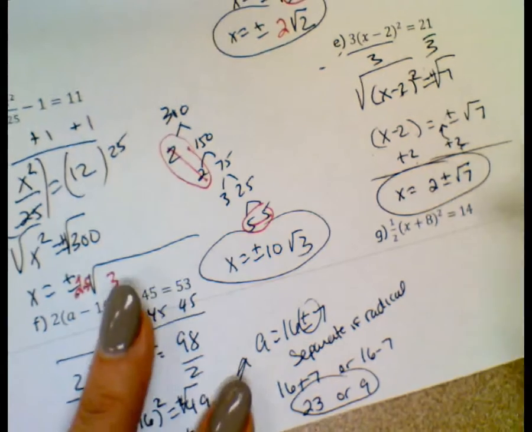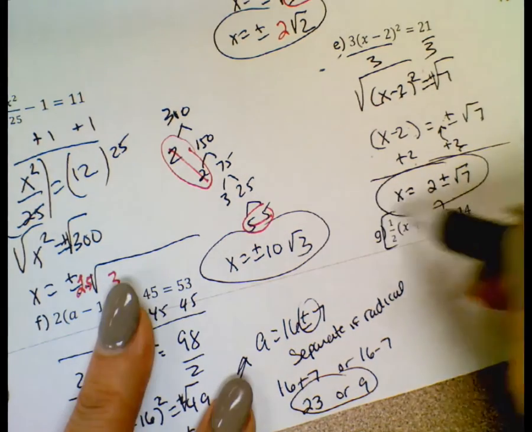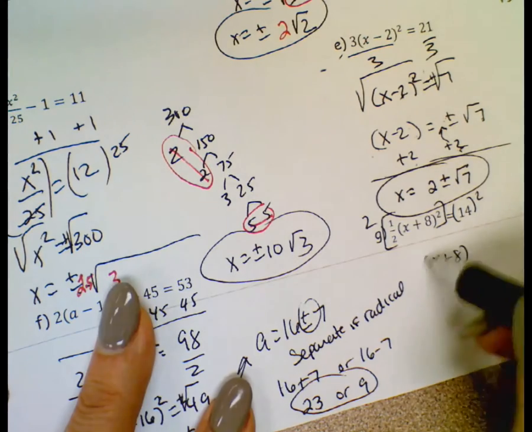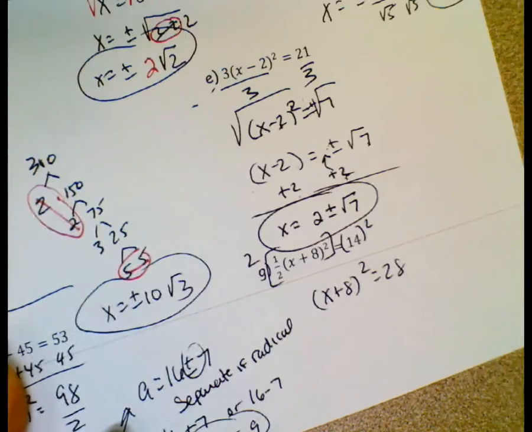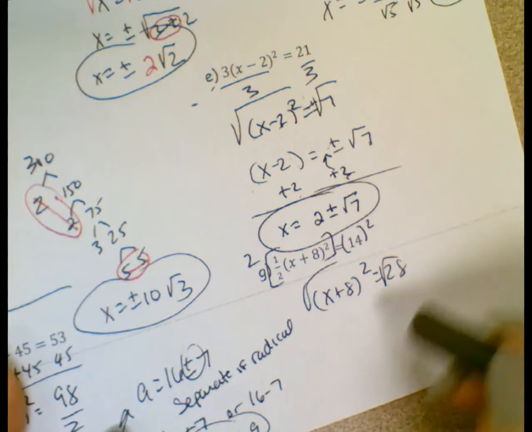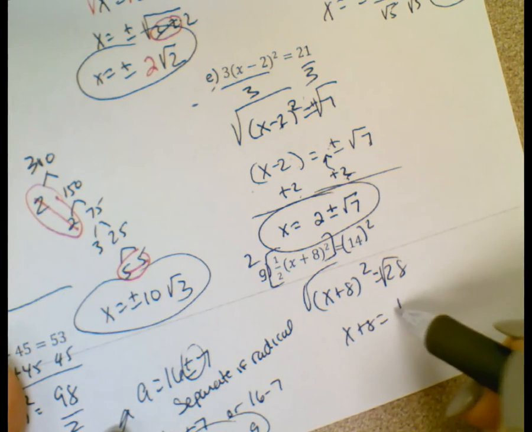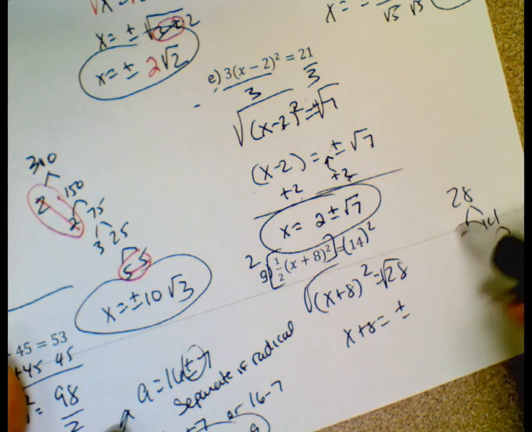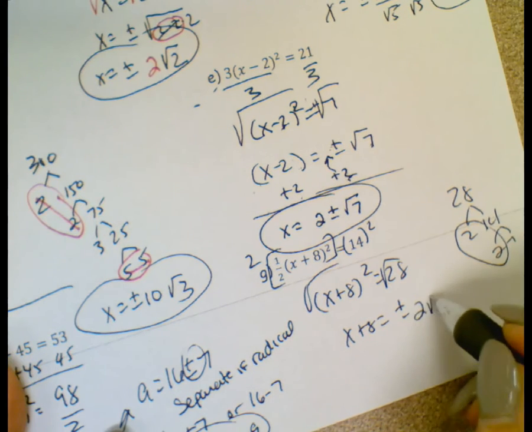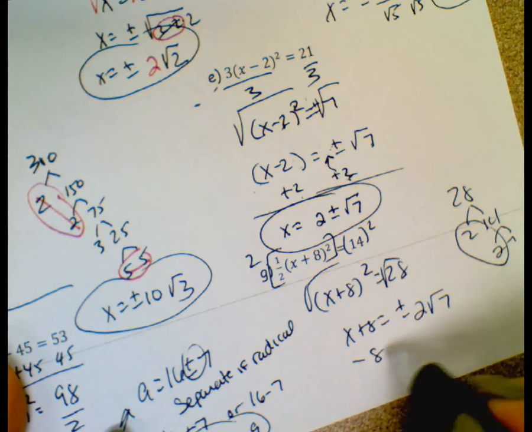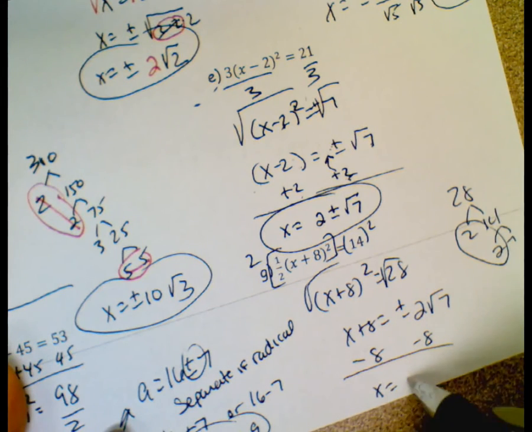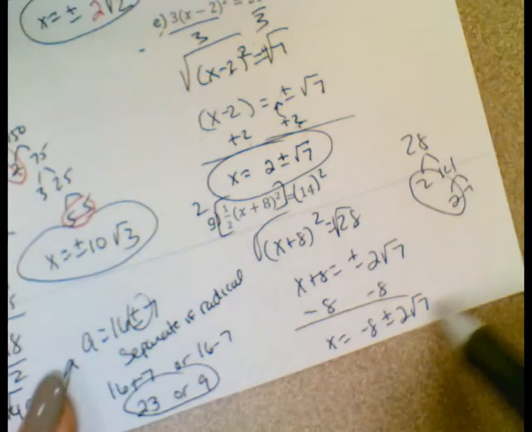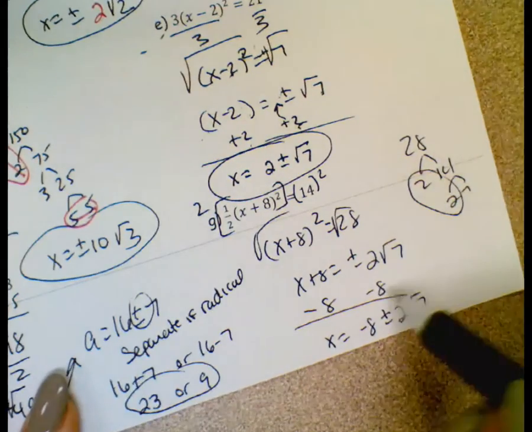So with that said, the next one you would multiply both sides by 2. Get x plus 8 squared equals 28. Square root both sides. 28 is 2 and 14, which is 2 and 7. See how there's a pair of 2's there? So that's 2 radical 7. Subtract 8. That goes in front of the plus minus. You do not separate because that's a radical, so that is your answer.